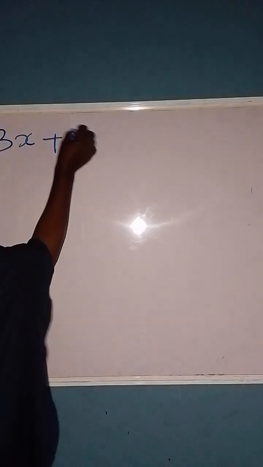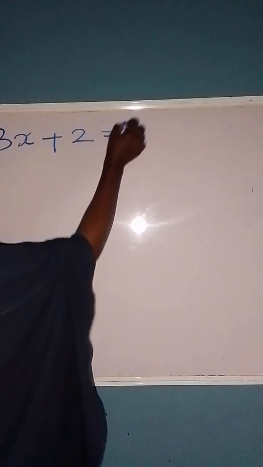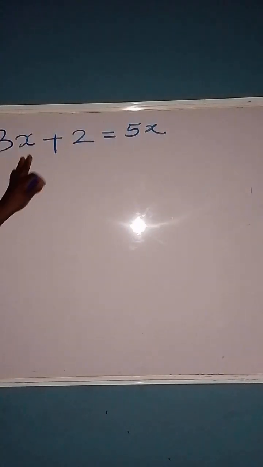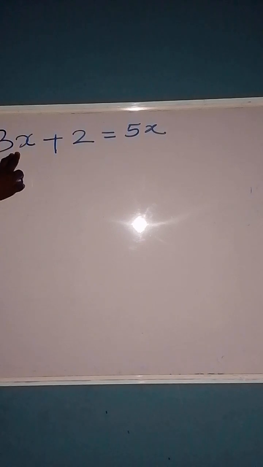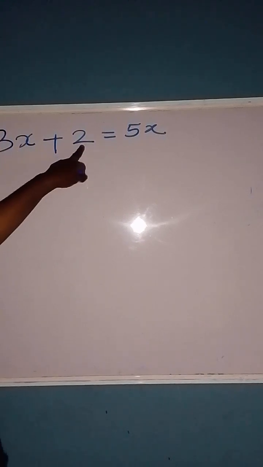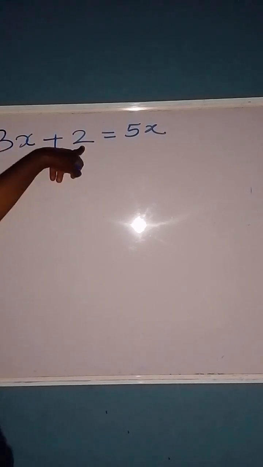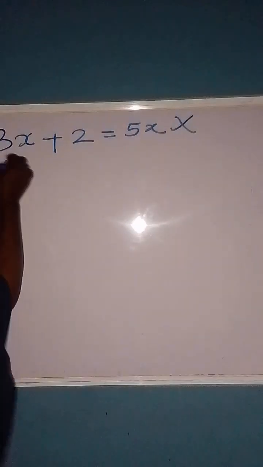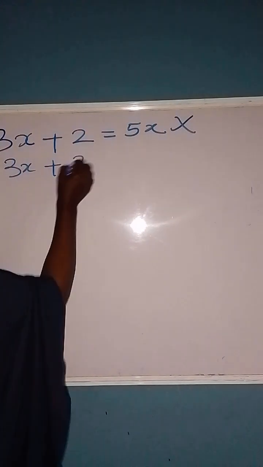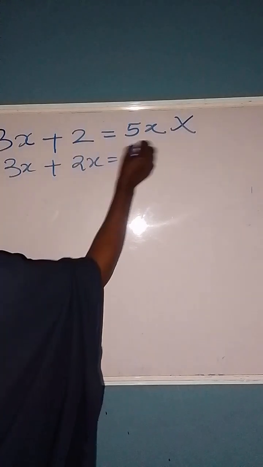In dealing with questions that come with polynomials, for instance, 3x plus 2 does not equal 5x. The reason is that 3x and 2 are not of the same terms. This one is 3x, the other figure is not carrying x, so it cannot equal 5x. So why will 3x plus 2x equal 5x?